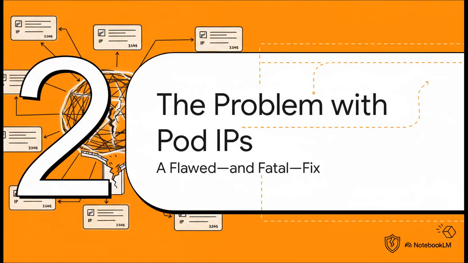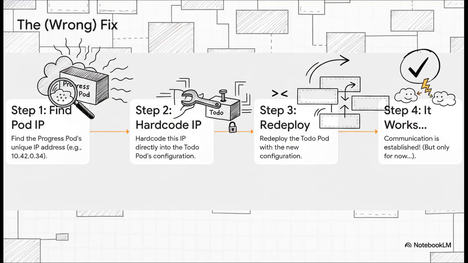Now, a super tempting first thought, and honestly a very logical one, is to just find the pod's IP address and use that. But let's walk through exactly why this is a trap that leads to a system that's doomed to fail. I mean, the process seems simple enough. You run a quick kubectl command, you find the progress pod's IP, you just pop that IP into your to-do app's config file, redeploy it, and hey, look at that. It works. Communication is flowing. Problem solved, or is it?